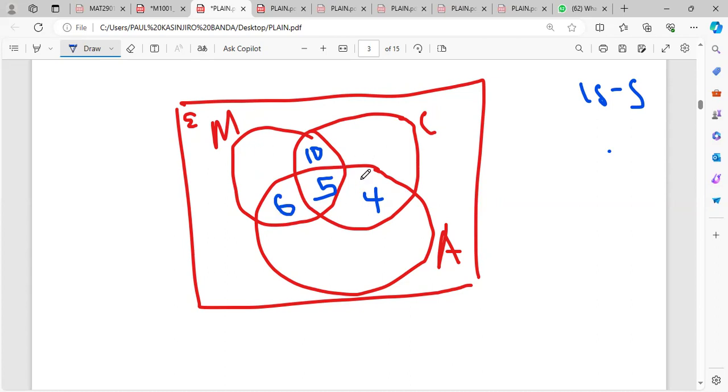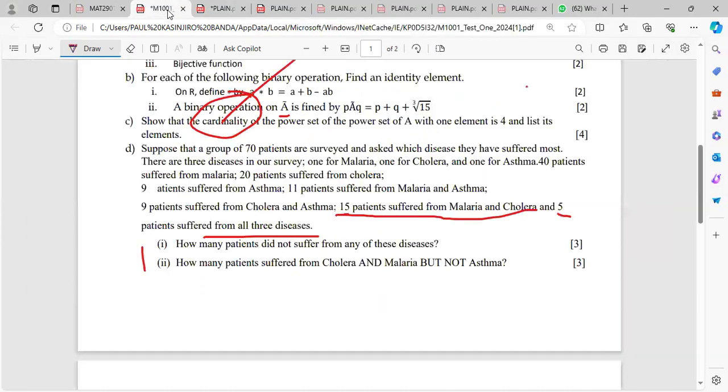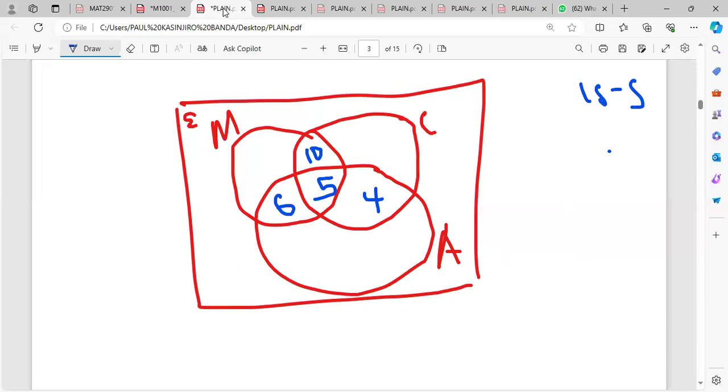Then from there, now I can go to my individual sets. So for malaria, how many did we have there on the question? They said 40 patients suffered from malaria, but we already have these numbers here. So this is 5 plus 6, which is 11, plus 10, which is 21. So you subtract 40 minus 21. Whatever is remaining here is the number that you put there, which is 19.